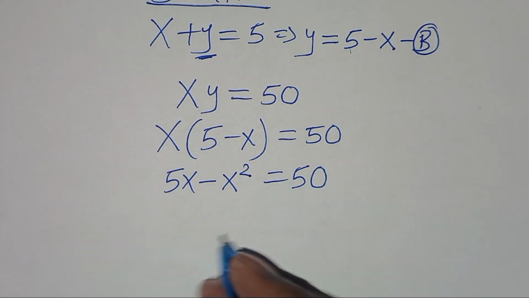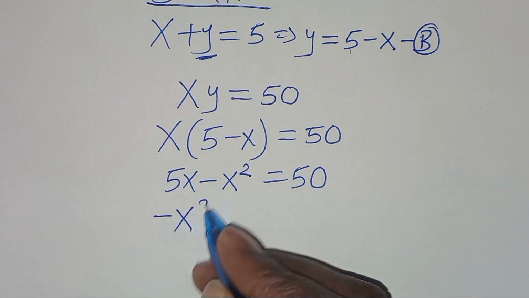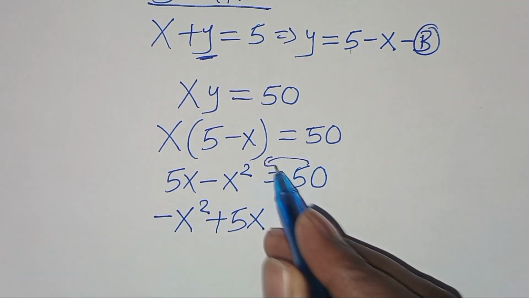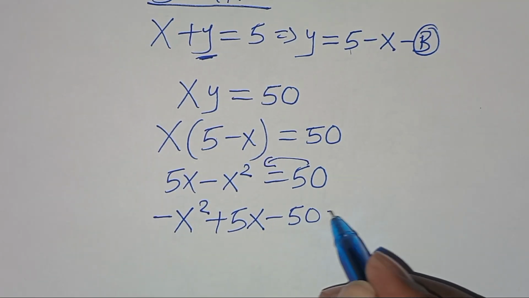So let's rearrange this equation. We have negative x squared plus 5x. Let's take 50 on the left-hand side, so minus 50. This is equal to 0.